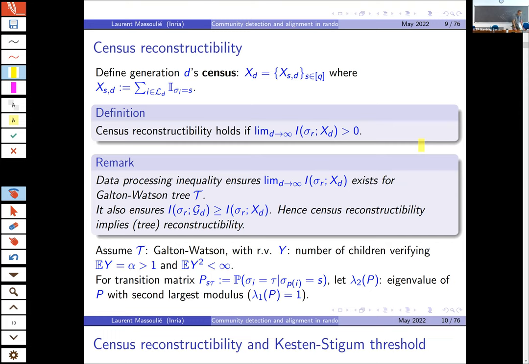All right. So we have this Galton-Watson tree. We have alpha, the average number of children. The second moment is finite, okay. We have the transition matrix P, and we'll care about its spectrum. And so we'll denote by lambda two of P the eigenvalue of P with second largest modulus. And we know it's a stochastic matrix, so the largest modulus is one, since it's irreducible. It could have a second largest modulus of one as well, if you have, for instance, minus one, if you have a periodic chain, but okay. So lambda two is the eigenvalue with second largest modulus for this transition matrix.